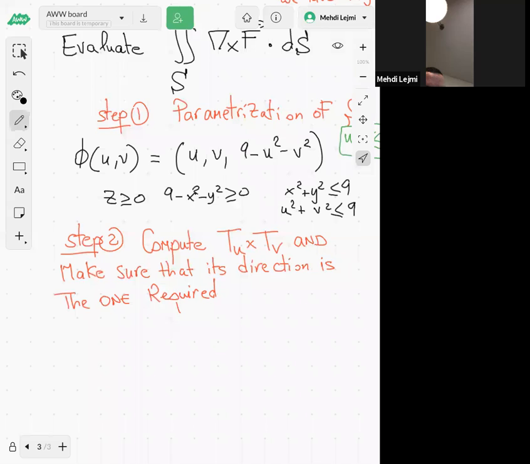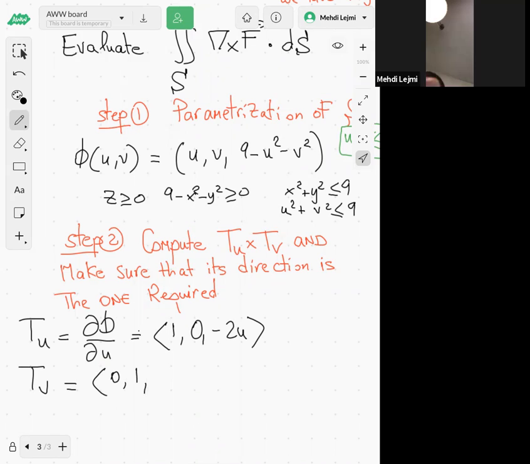Okay, so like here in this case, T_u cross T_v, as I said, T_u is just the derivative of this phi with respect to u, right? I mean, it's just (1, 0, -2u). Okay, we did this last week. And then the derivative with respect to v, this is just (0, 1, -2v), and then if you take T_u cross T_v, that's (2u, 2v, 1), and then you need to take a point and make sure that you have the right orientation here.